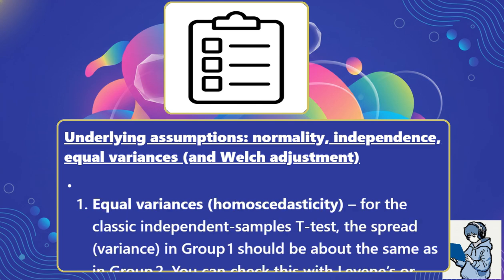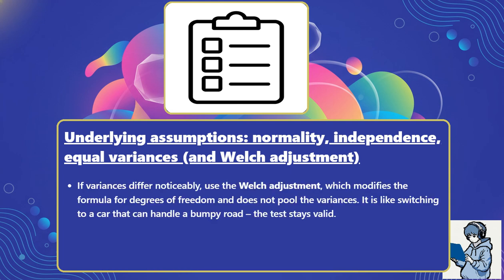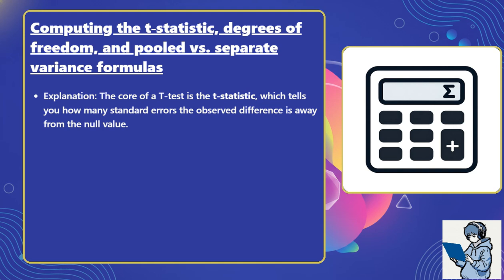Equal variances, homoscedasticity. For the classic independent samples t-test, the spread, variance, in group 1 should be about the same as in group 2. You can check this with Levene's or Bartlett's test. If variances differ noticeably, use the Welch adjustment, which modifies the formula for degrees of freedom and does not pool the variances. It is like switching to a car that can handle a bumpy road. The test stays valid.